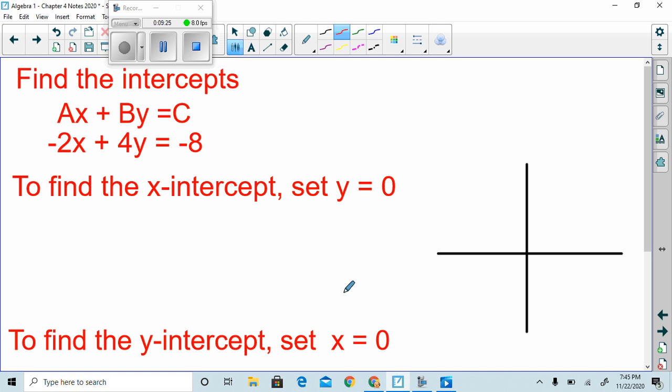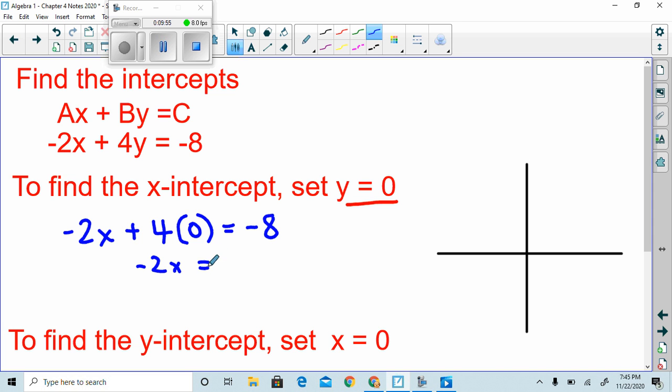To find the intercepts, again, I give you the standard form. We're going to do them one at a time. I'll start by finding my x-intercept. And when I do that, I'm going to set y equal to 0. So again, we're thinking about how to do this. So -2x, again, last time I'm going to do this, I'll replace y with 0. And I'll see I get -2x is equal to -8. Lastly, divide, and x is equal to 4.